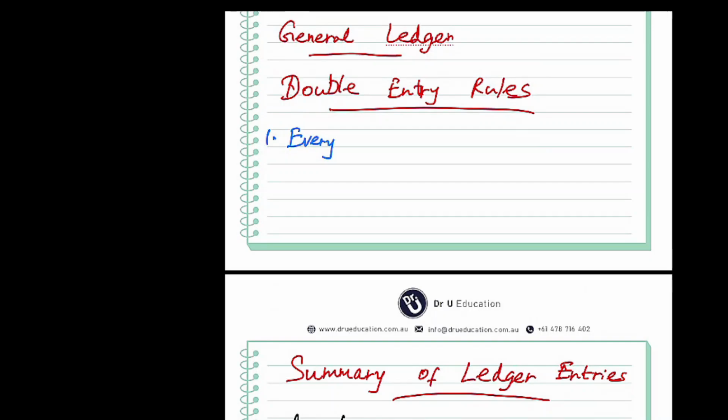Every transaction has to be recorded on at least 2 ledger accounts. Yes. So every transaction will affect at least 2 items. 2 items means 2 ledger accounts, right? 2 items in the accounting elements. You understand it, yes?